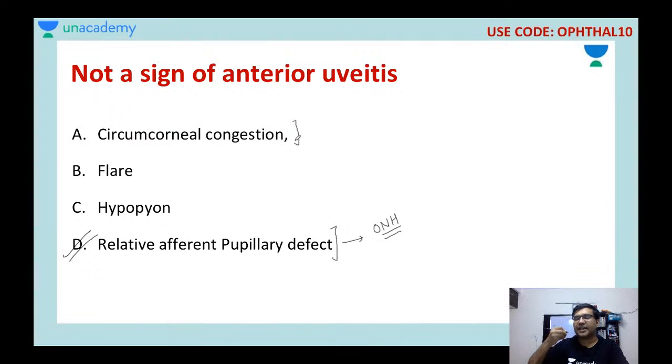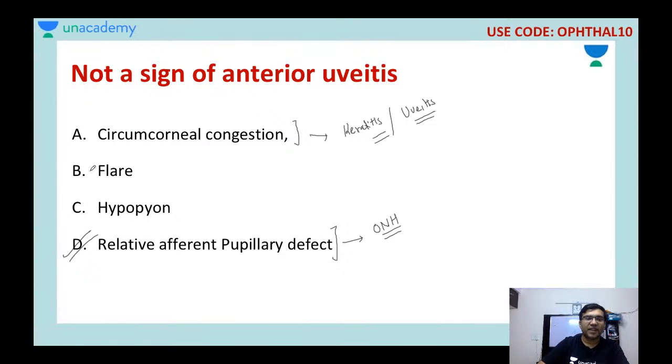Circumcorneal congestion can be seen in your episcleritis, it can be seen in your scleritis, it can be more commonly seen in your uveitis, keratitis, okay, as well as corneal ulcers. So it is seen in keratitis and uveitis. Okay, it can also be seen in some patients who are having acute congestive glaucoma as well.